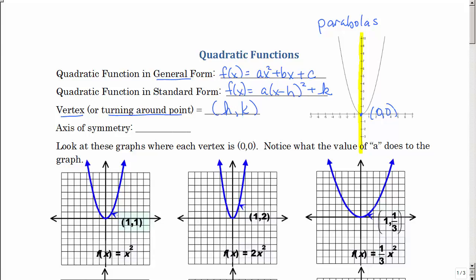We also have what's called the axis of symmetry, the line that goes down the middle of our parabola. That is a vertical line. Vertical lines have equations in the form of x equals some number, and the number in this case would be the h value of our vertex. What I want you to concentrate on right now is this value of a, which is the coefficient of x squared. Let's see how it affects all the graphs.